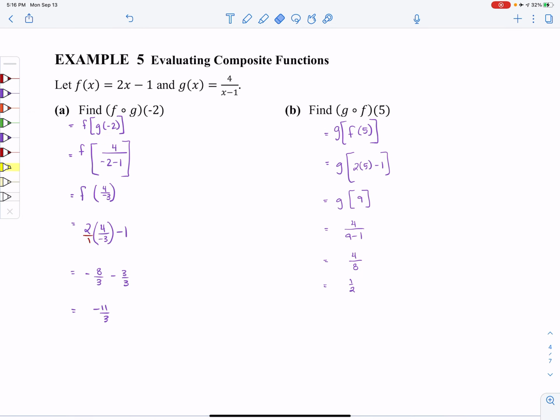That's composition, where really what I'm doing is I'm not taking a number and plugging it in. I'm taking a whole function and plugging it into another function.